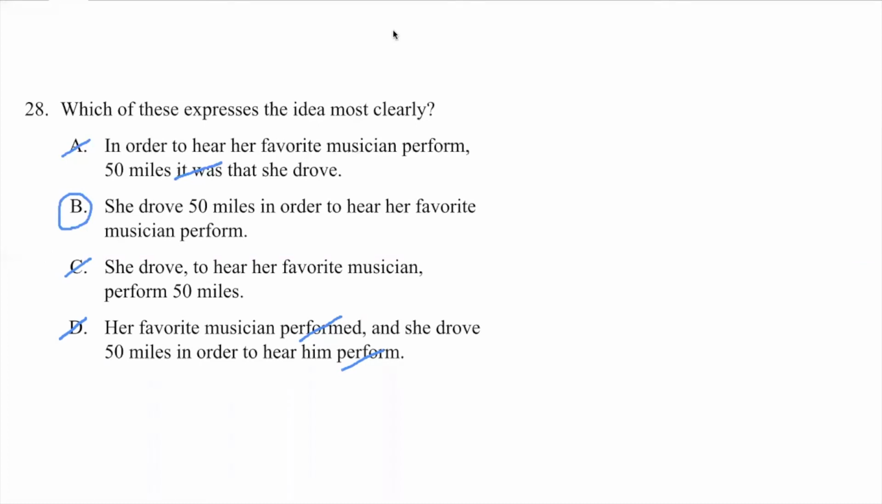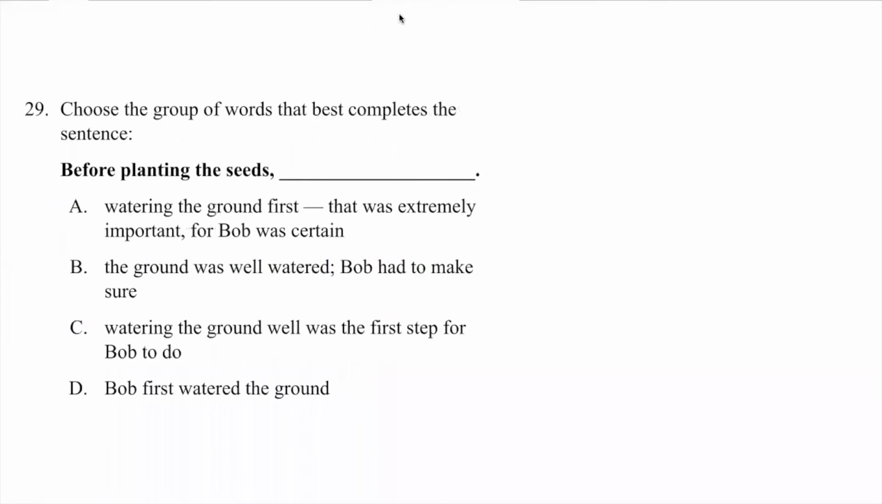Let's look at one more example. Choose the group of words that best completes the sentence. Before planting the seeds, watering the ground first, that was extremely important, for Bob was certain. That sounds kind of wordy to me. I don't think that's going to be the correct answer. Before planting the seeds, the ground was well watered. Bob had to make sure. That's better, but it still sounds kind of strange. We'll leave it for now and check out the other answer choices.